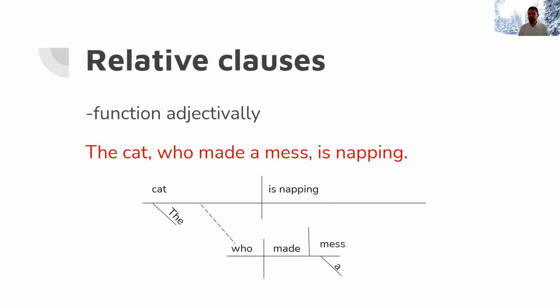It's different when we deal with a relative clause. So relative clauses do not function adverbially, they function adjectivally, which means they're describing one of the noun phrases in the independent sentence. So we have the cat who made a mess is napping. Who made a mess is describing the cat. It's not describing how or when the napping is happening. It's a description of the cat. So in this sense, we say it's functioning adjectivally, and that's what relative clauses do.